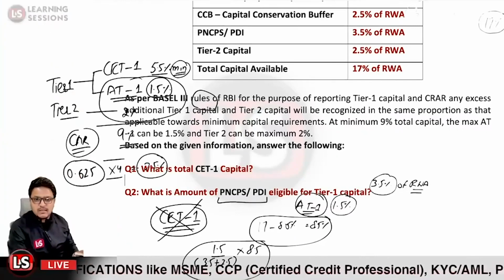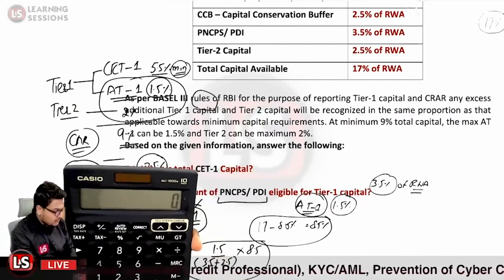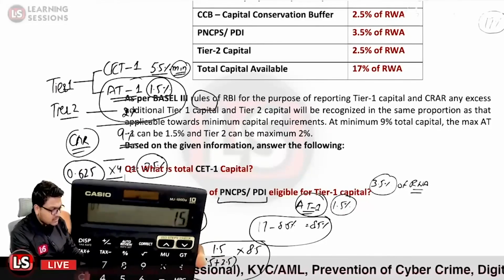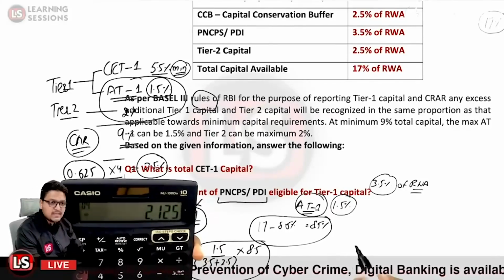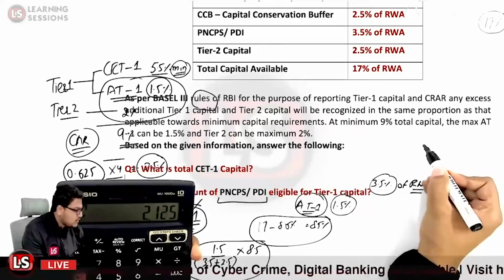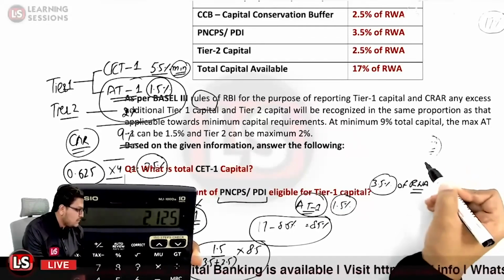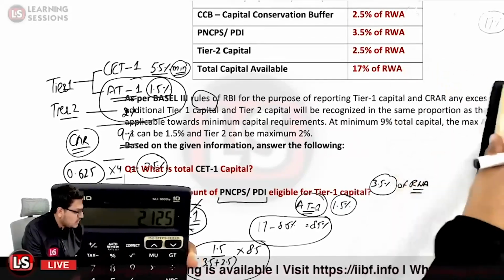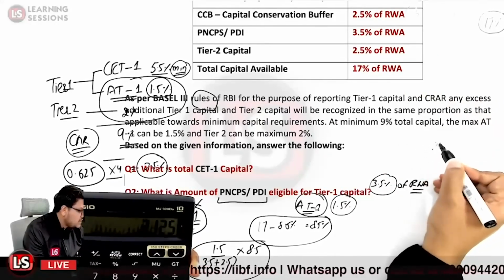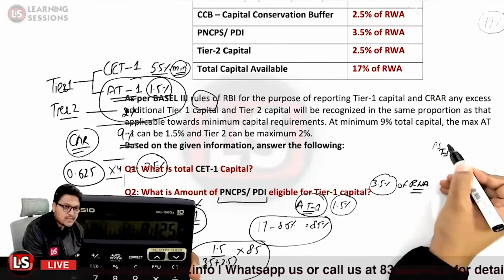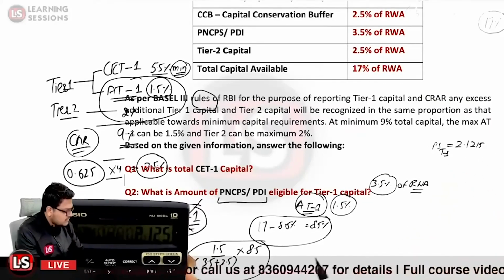Using the simple calculator, which is allowed in the exam itself, we can find it out as 1.5 divided by 6 multiplied by 8.5, and that is basically 2.125. So we can say the additional Tier 1 capital component, the amount of PNCPS which is eligible for Tier 1, is 2.125. Let me write it over here. So that would be the answer.